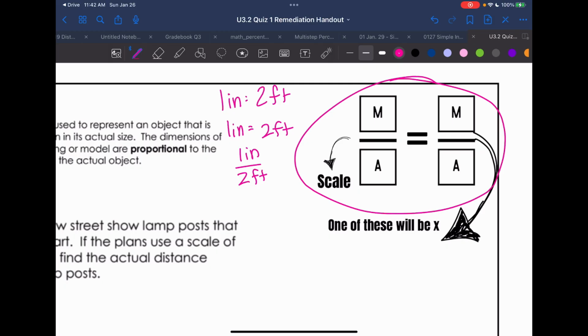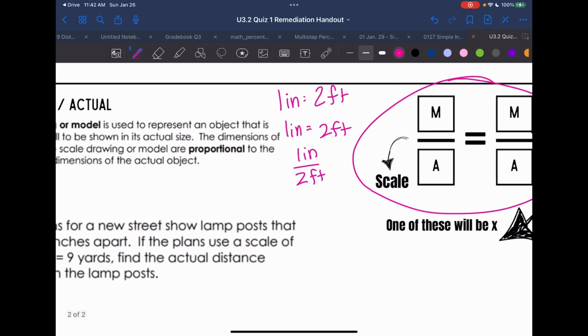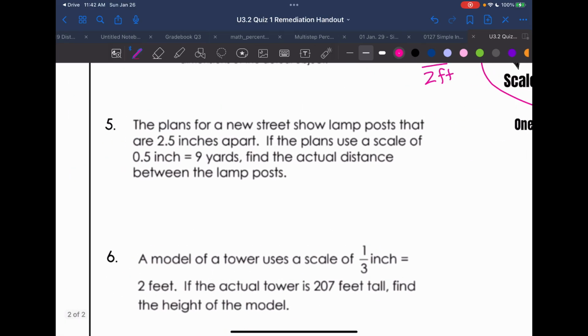And then the other side of your proportion, so your other ratio, one space is going to be x and the other is going to be whatever is given to you. And you just have to figure out if it gives you your model or your actual. You can also use the units to match where it would go. So number 5 says the plans for a new street show lampposts that are 2.5 inches apart. If the plans use a scale of 1/2 inch equals 9 yards, find the actual distance between the lampposts.